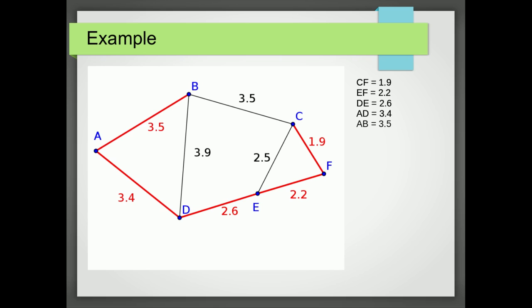I'm going to write down what I've done, and now any other paths that I pick will create a cycle, so I must have finished. So to work out the weight of my tree, I add the 1.9 to the 2.2 to the 2.6 to the 3.4 to the 3.5, and the weight is 13.6.